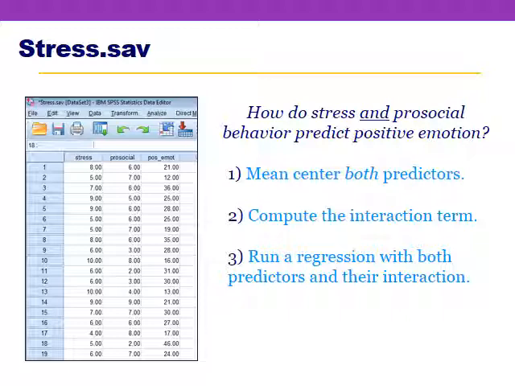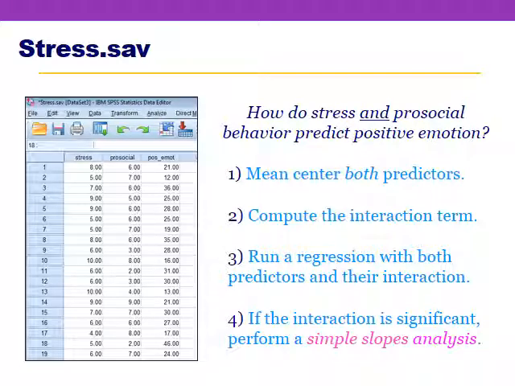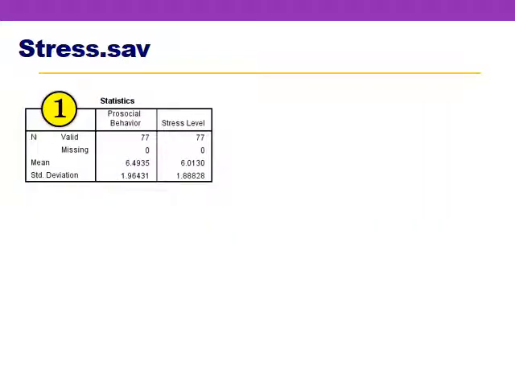Now, last week we did this in a hierarchical way. This time we're just going to cut to the chase and throw all three variables in the regression at the same time, and we're going to focus on the interaction term. And then if the interaction is significant, spoiler alert, it's going to be, we're going to perform a simple slopes analysis, and we'll see how exactly to do that, and we'll talk a little bit more about how it works. But before we get to that, let's walk through these first three steps to refresh our memory.